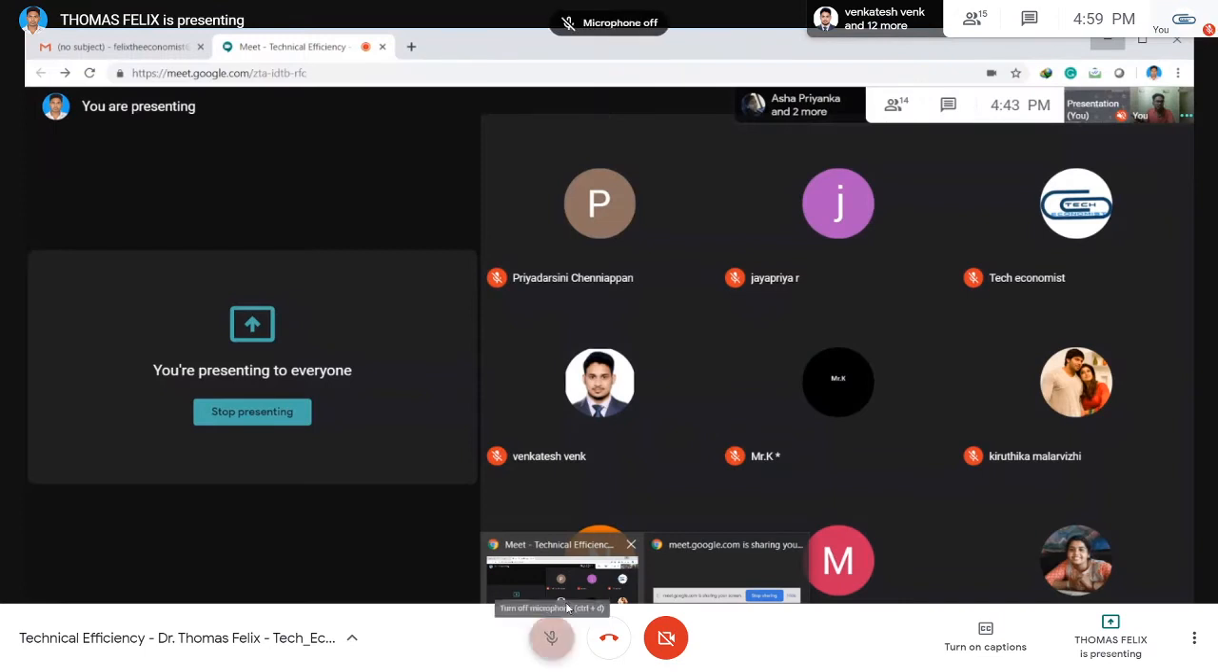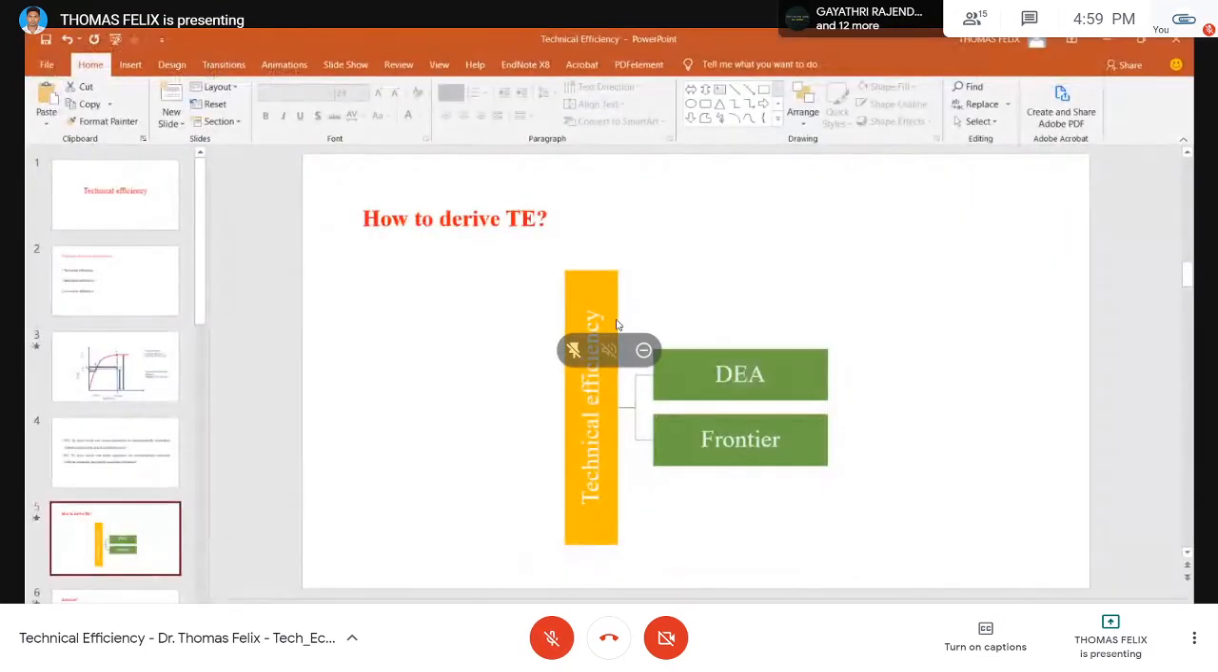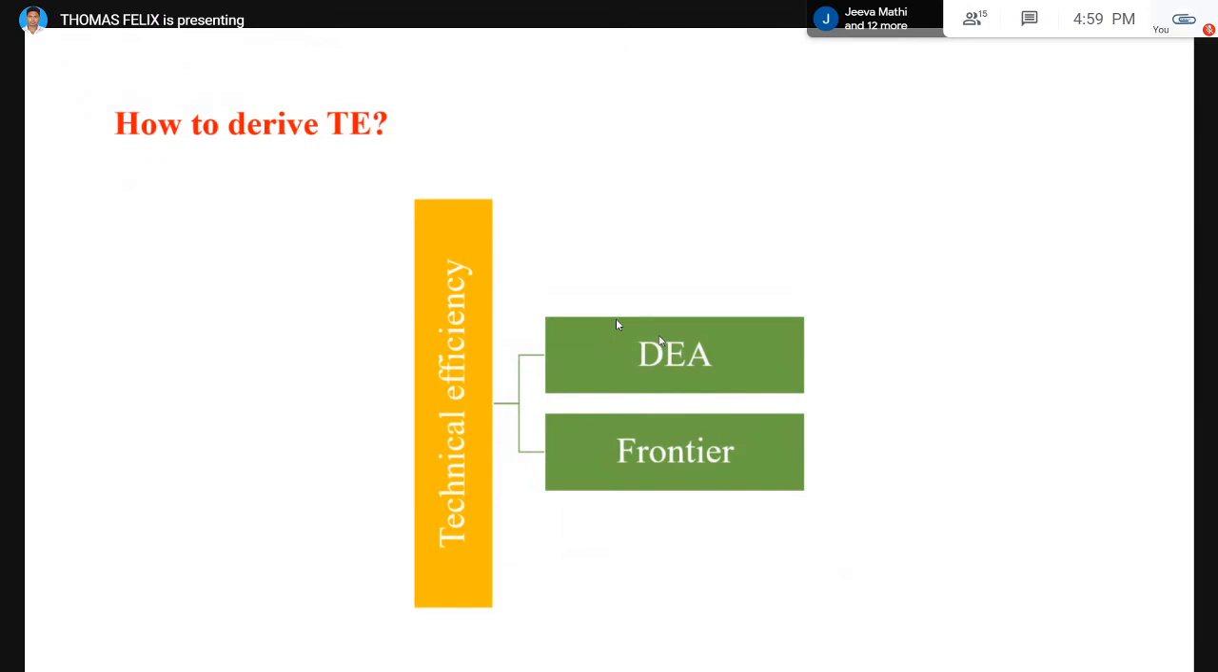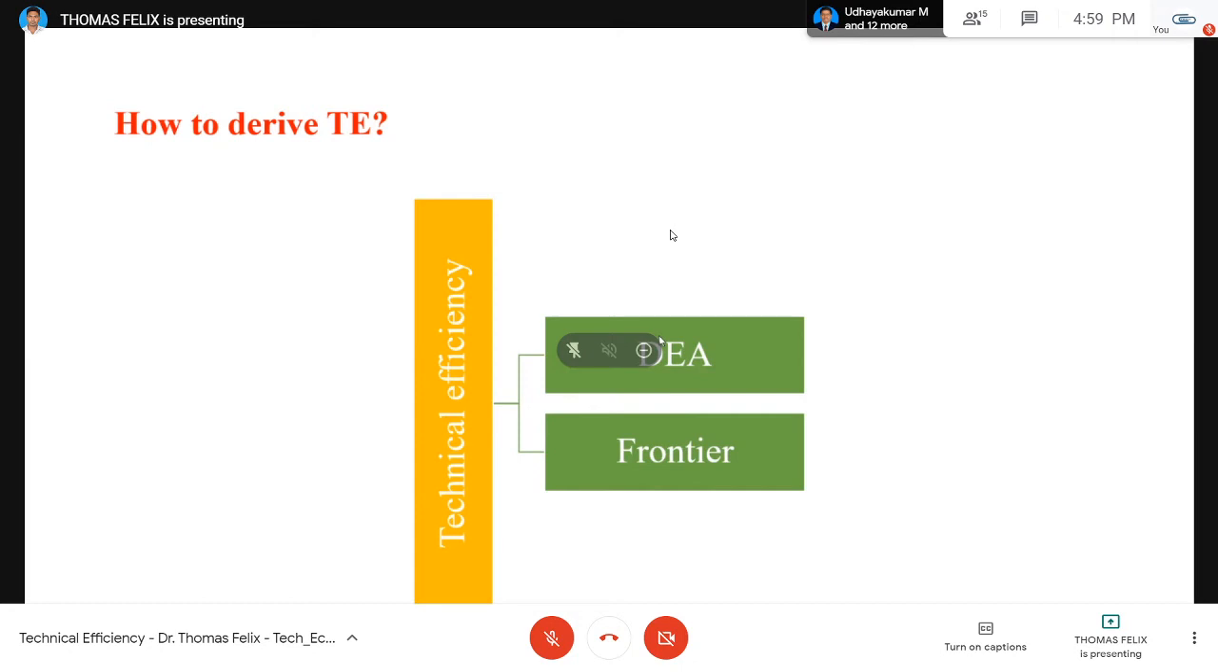Okay. So as I said, technical efficiency can be derived from both things. One is DEA, another one is frontier. Data envelopment analysis is a non-parametric approach. Non-parametric approach means it does not have any assumptions, so it does not have any statistical terms, that is t-test values, z values. So DEA is a non-parametric approach, but frontier is a parametric approach. Parametric approach means it will have some assumptions and other things.